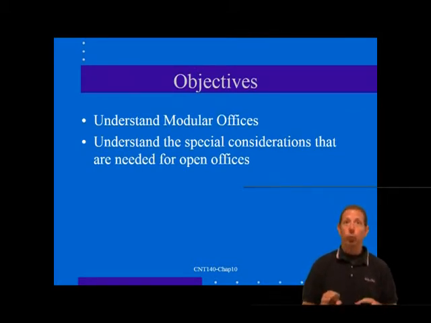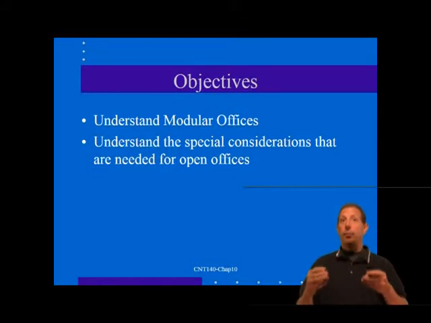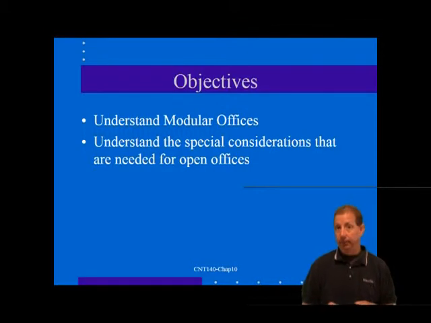Now the objectives that we'll be highlighting are modular offices, the 568C TSB-75 guidelines, consolidation point, multi-user telecommunication outlets, fiber optic cabling, separation from the AC power cables.